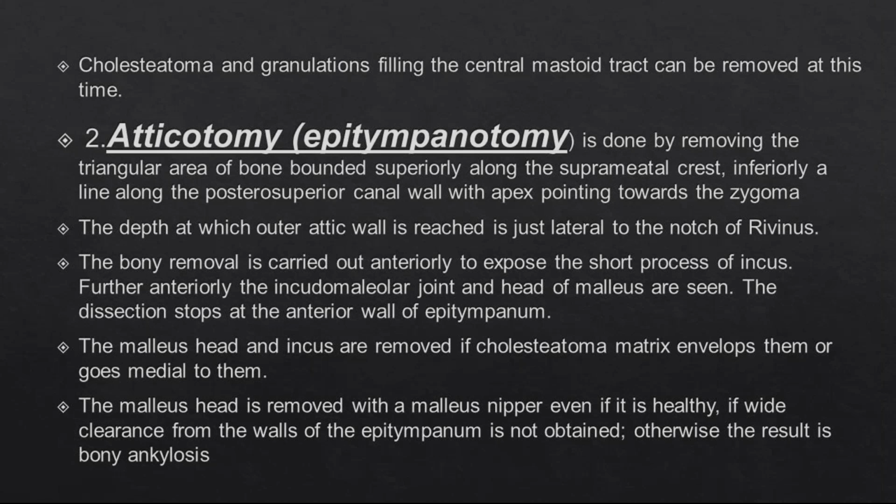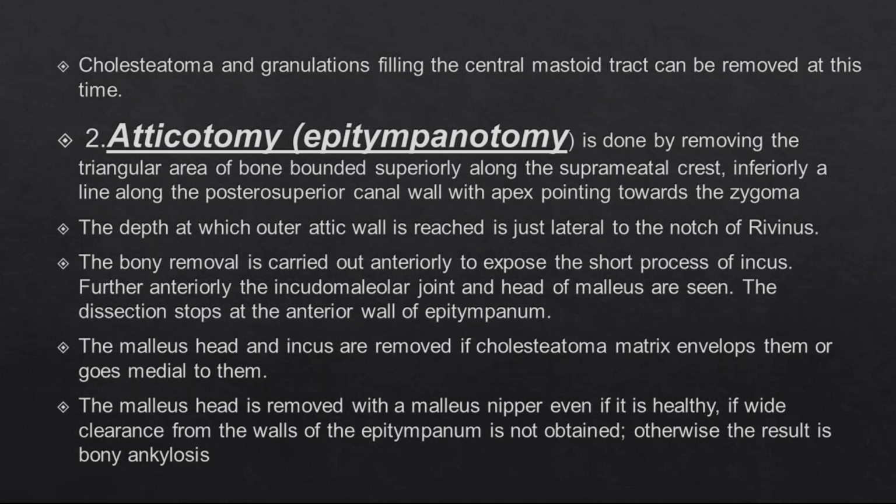As you know, the attic area is divided into a small anterior attic and a large posterior attic by a small bone which projects from the tegmen, known as the cog. The cog lies just anterior to the head of the malleus. Once you remove the head of the malleus, the next thing in front of you is the cog.